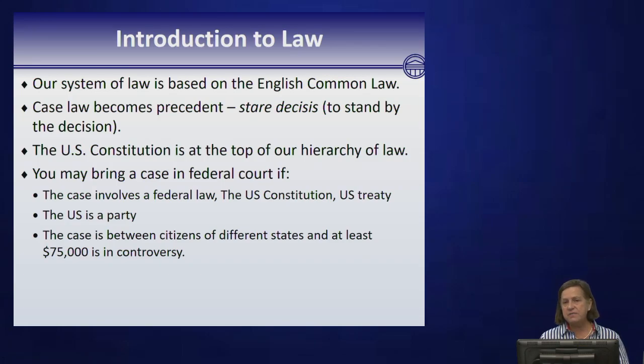You may bring a case in federal court. Sometimes you may bring a case in state court or federal court. But to be in federal court, this is what you must have. The case must either involve a federal law, the U.S. Constitution, a U.S. treaty, or the U.S. must be a party, or the case must be between citizens of different states with at least $75,000 in controversy. We call this last bullet diversity of citizenship.